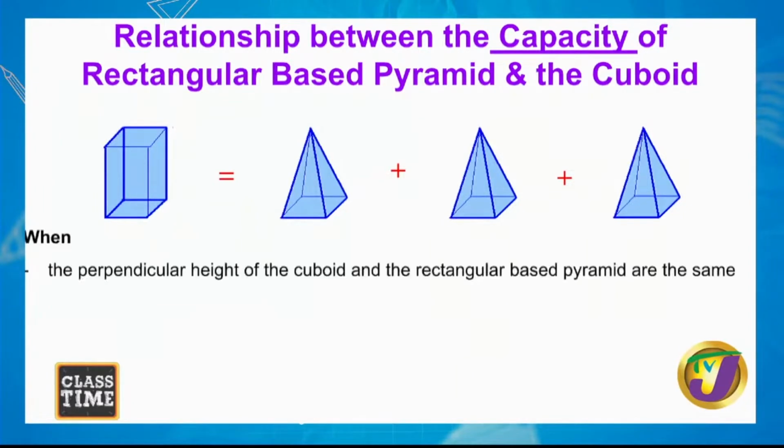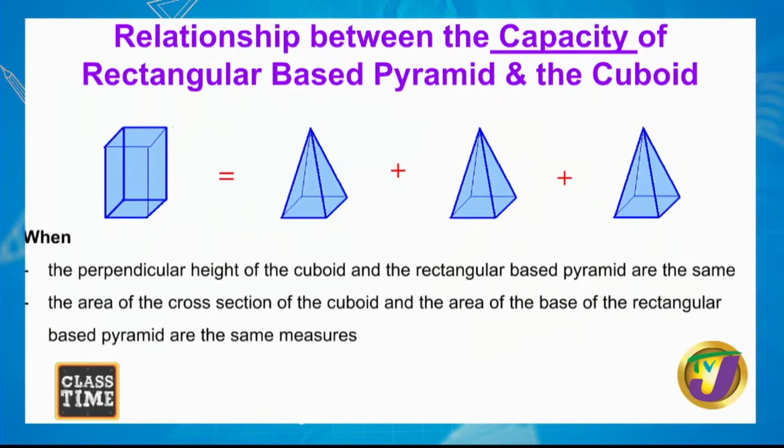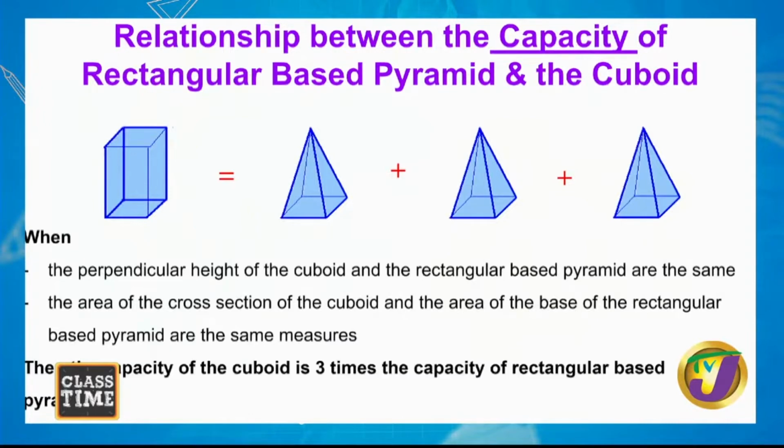Right, so basically when the perpendicular height of the cuboid and the rectangular base pyramid are the same, as well as the area of the cross-section of the cuboid and the area of the base of the rectangular base pyramid are the same measures, then something magical happens. The capacity of the cuboid is 3 times the capacity of the rectangular based pyramid. Wow, that's interesting.